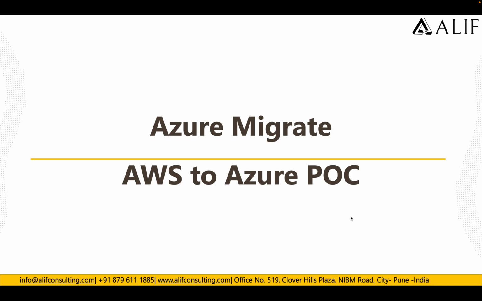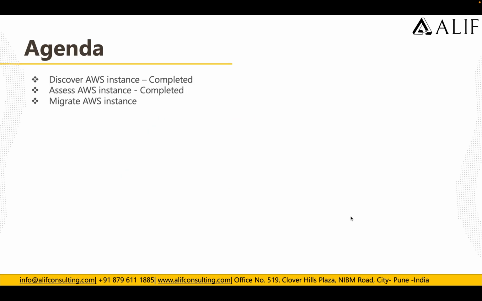In this video, we will understand how we can discover the AWS VM using the Azure Migrate appliance, or how we can enable the replication for the AWS VMs in Azure Migrate project, right? In our previous videos, we understood how we discover the AWS instances or the virtual machines, and how we can go ahead and do the assessment for discovered AWS instances or the virtual machines. In this video, we will understand how we can do the migration, right?